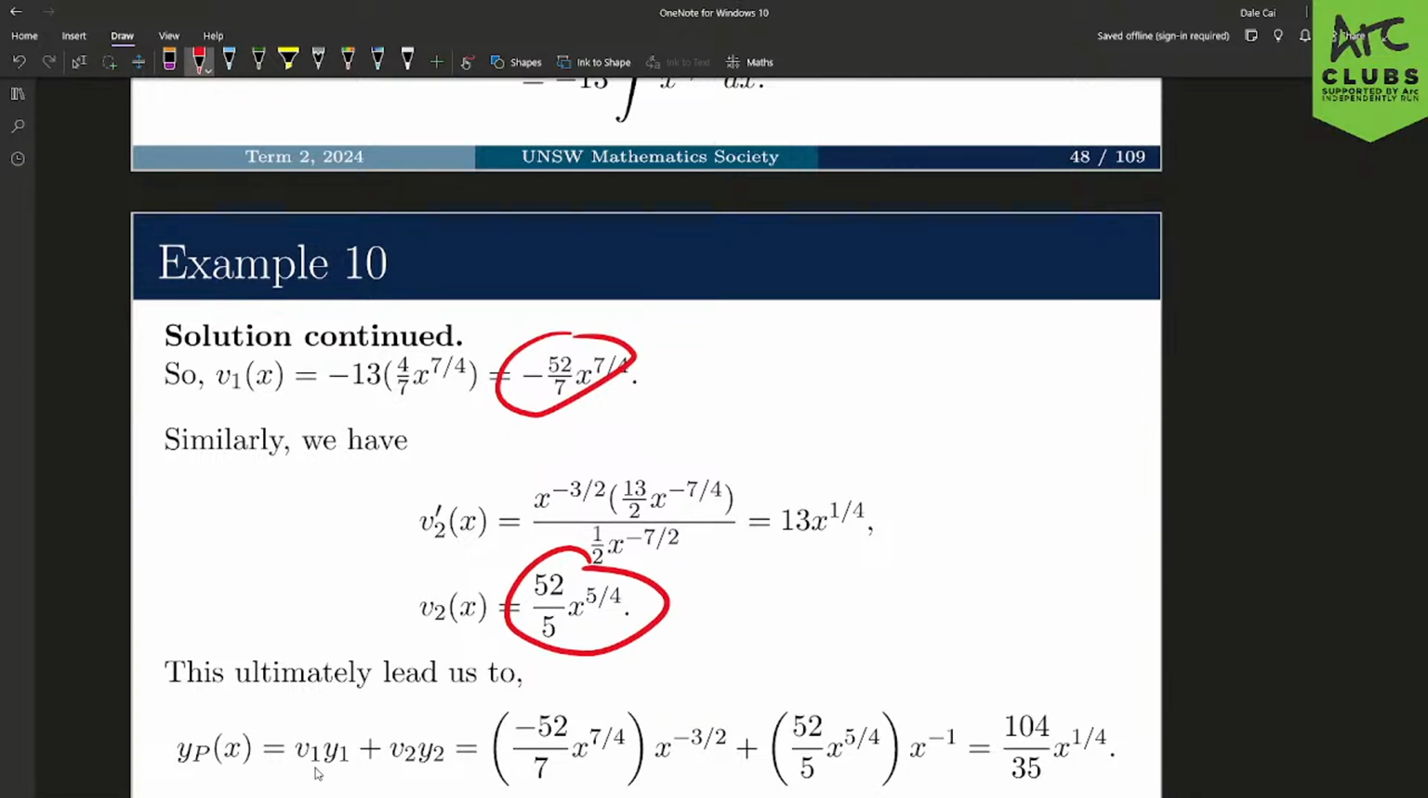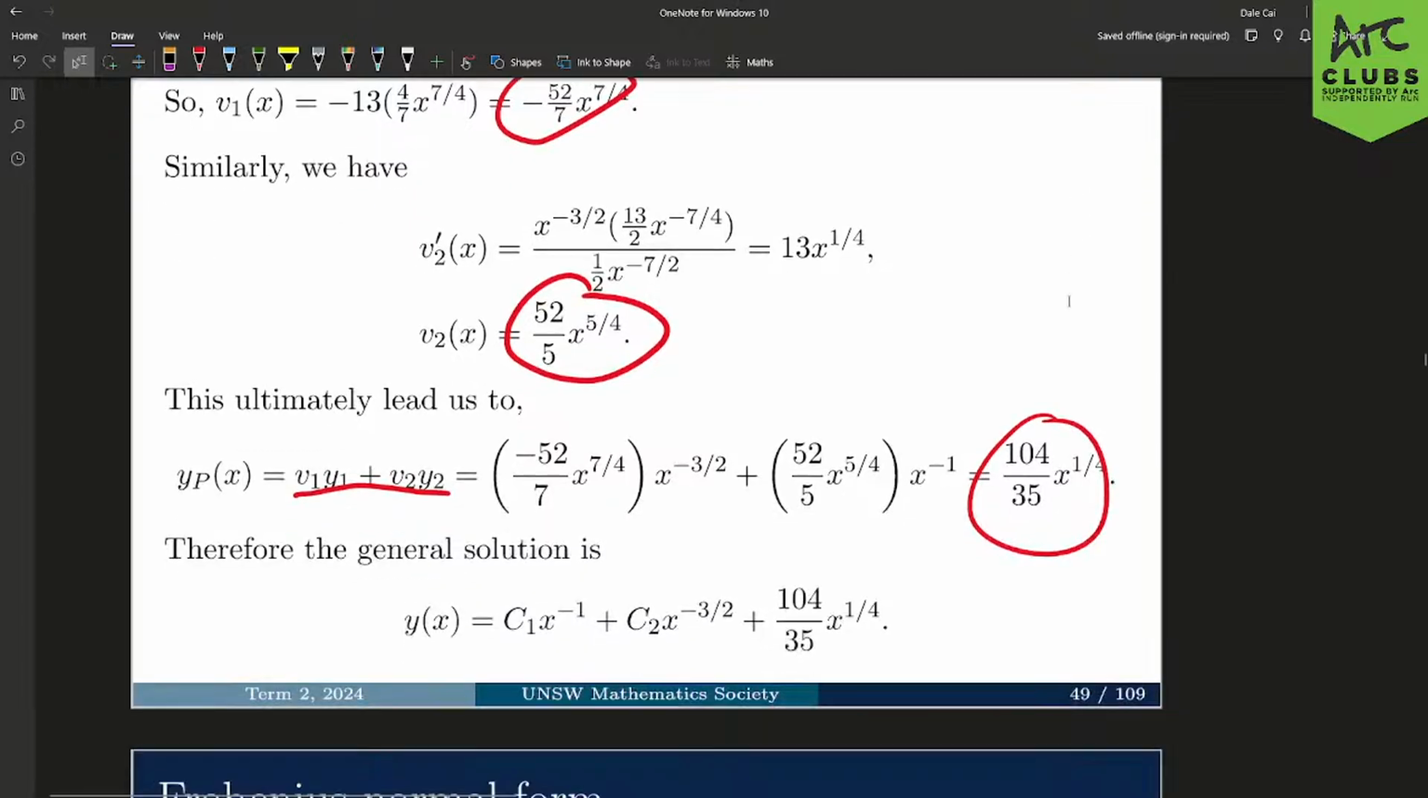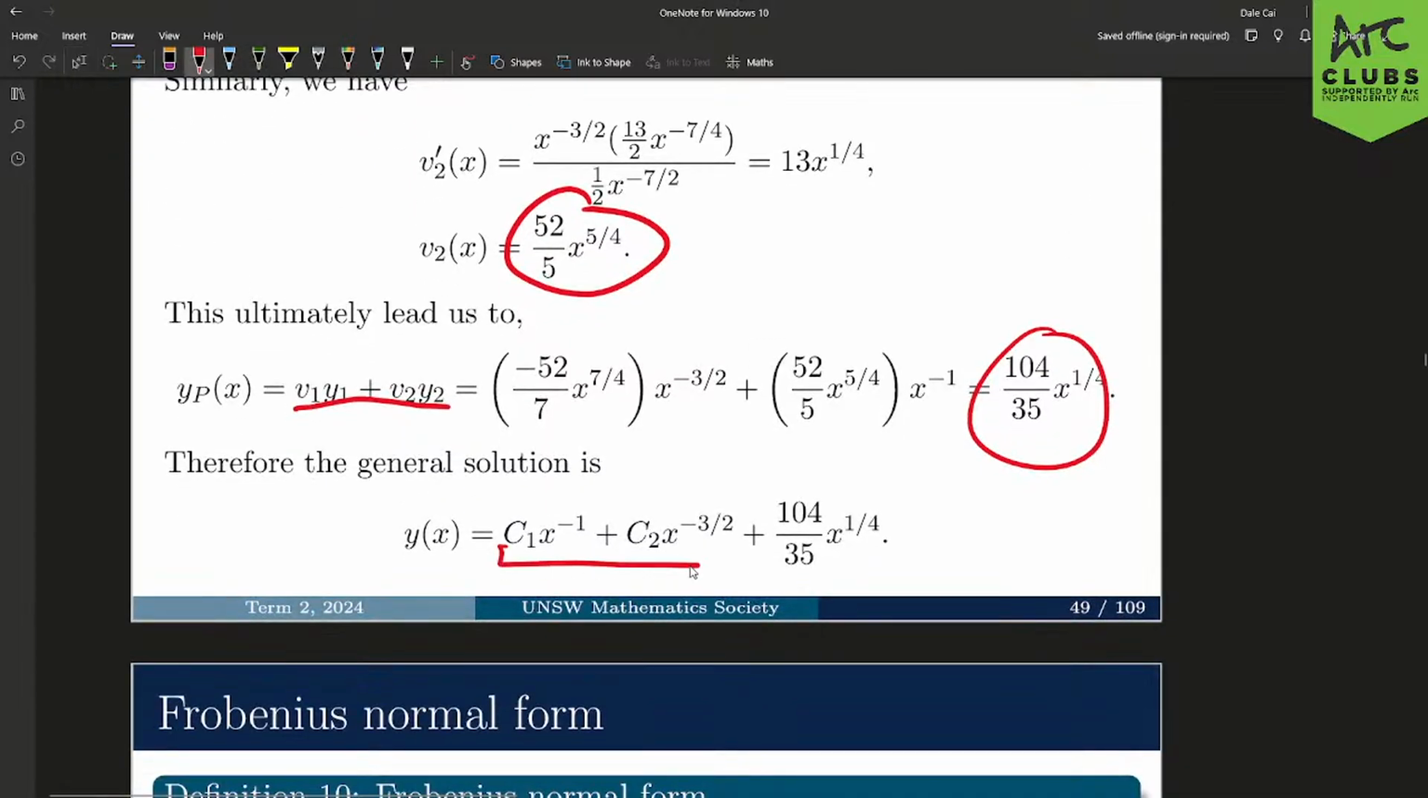And so the variation of parameters leads to this solution, which if you simplify it, gives you this. Thus, our general solution is the homogeneous part plus this particular solution.